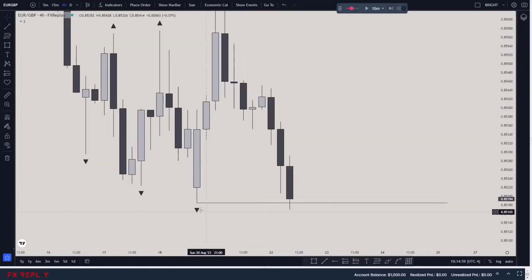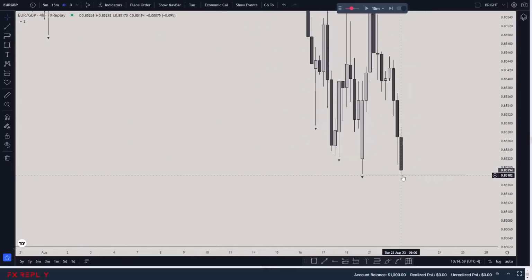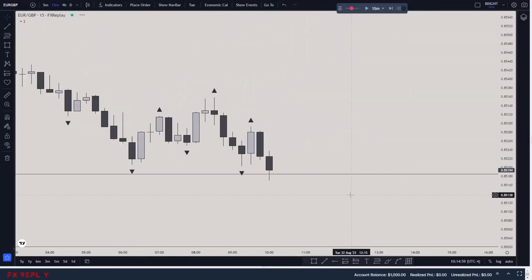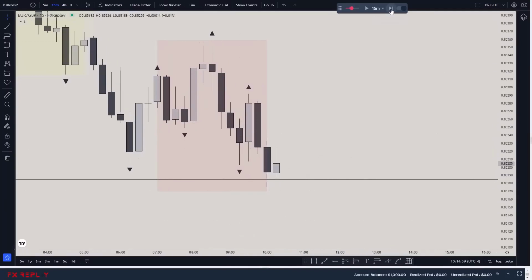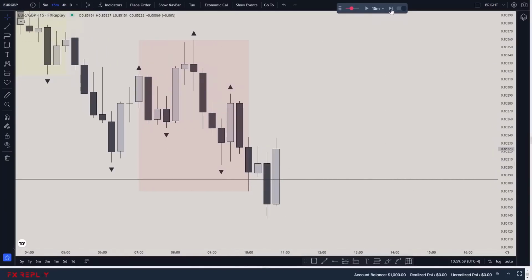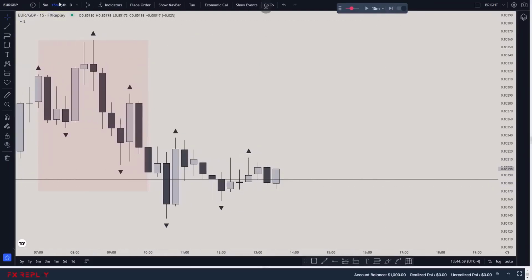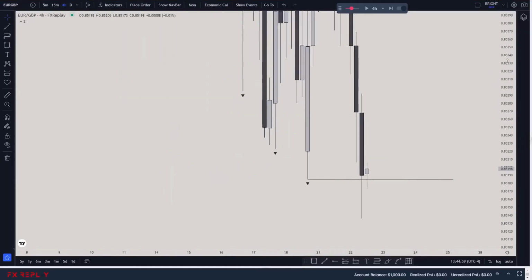So price taking this low. Now price taking this low. Let's go to the 15 minutes and let's see what happens. So we are in the kill zone, but it's almost done. So we're done with the kill zone, so we're not gonna enter anything from here. So there's no trade here. We're gonna keep moving. I'm gonna go to the 4 hour and see what we have here.